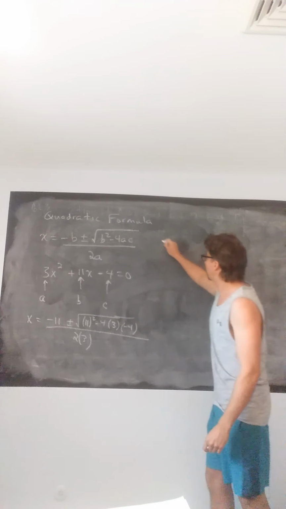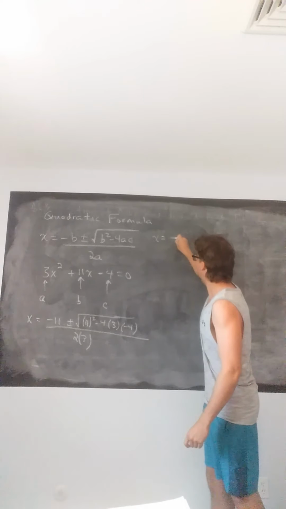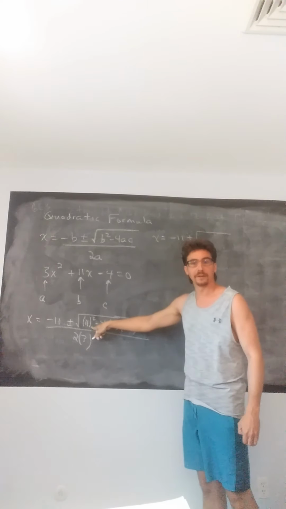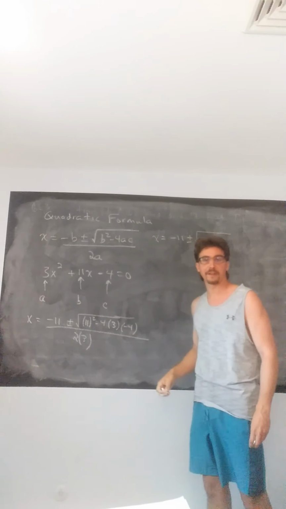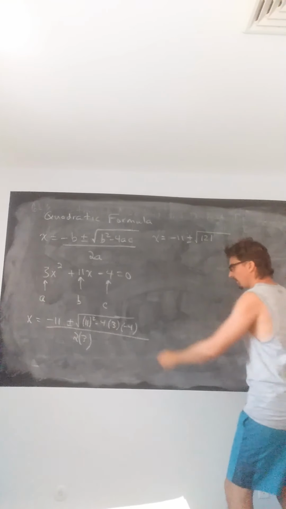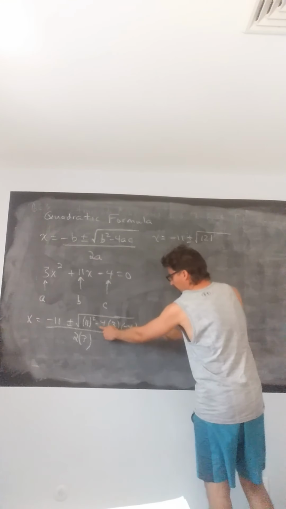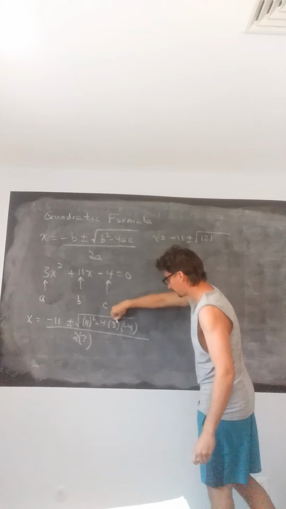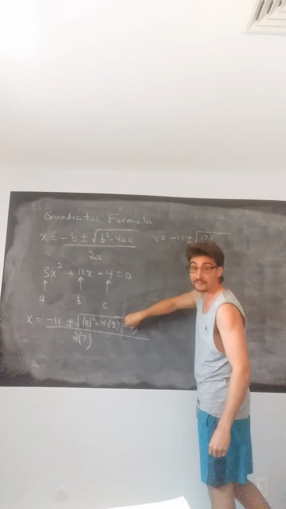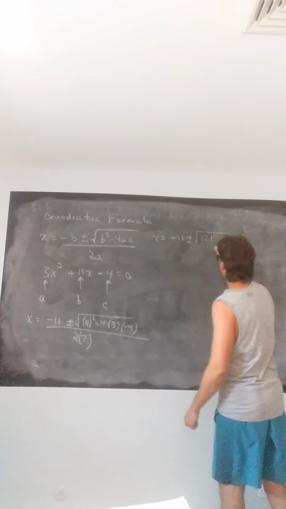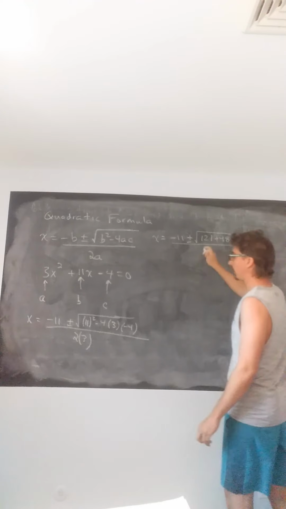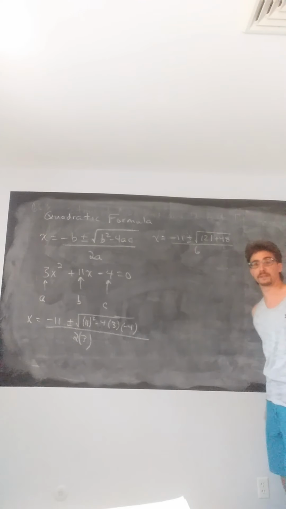So now we're just going to carefully go ahead and simplify. You have negative 11 plus or minus the square root of 11 squared, right? How much is 11 squared? That's 11 times 11. I think we got 121. Now you got to do the order of operations. So you have negative 4 times 3, which is negative 12, and negative 12 times a negative 4 would be a positive 48. And this whole thing is divided by 6, because 2 times 3 is 6.